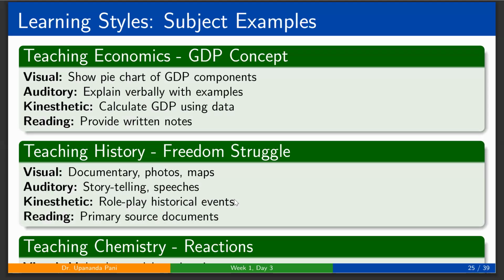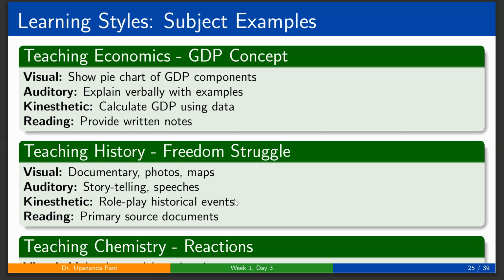So if you see the learning styles, we can discuss some examples. Suppose, for example, teaching economics, GDP concepts. For visual, we can show a pie chart of the GDP components and where it is coming from, how much it is coming from the agriculture sector, how much from manufacturing, how much from the service sector. The auditory approach is to explain verbally with examples. Then kinesthetic is to calculate GDP using data, and reading is to provide written notes.